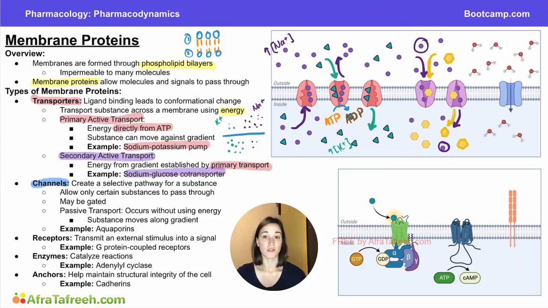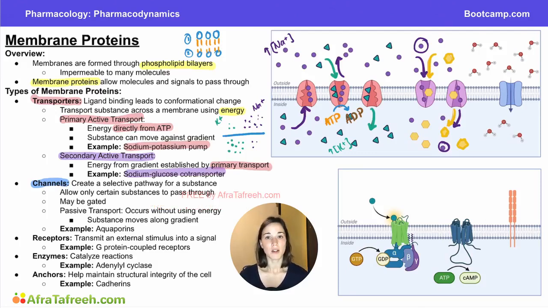This process isn't directly using ATP, but it wouldn't be possible if the sodium gradient wasn't set up by the sodium-potassium pump using ATP. So it's still considered a form of active transport. In general, anytime you have a molecule that's being transported against its concentration gradient, that's always going to require energy coming from somewhere, and it's going to be a form of active transport.